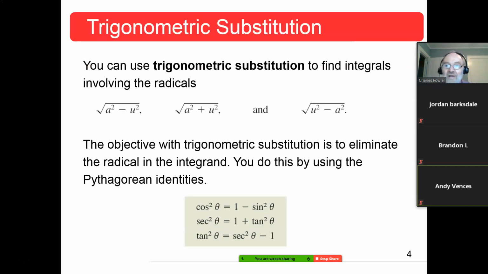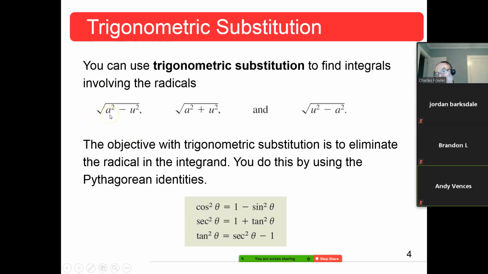All right, now here are your trigonometric substitutions. And I have my little way of remembering these that may or may not be helpful for you. If you recall your Pythagorean identity, sine squared plus cosine squared is equal to 1. Therefore, sine squared is 1 minus cosine squared, or sine is the square root of 1 minus cosine squared. Also, cosine is equal to the square root of 1 minus sine squared. So that's how I remember this one.